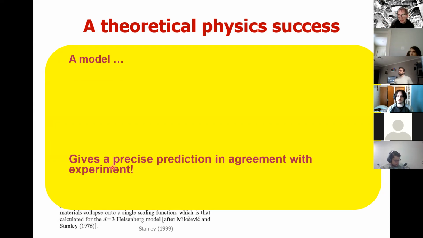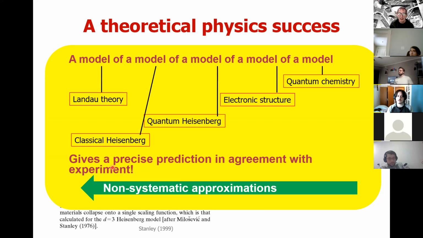But this isn't really a model that gives a precise prediction in agreement with experiment. This is actually a model of a model of a model of a model that gives a precise prediction in agreement with experiment. Okay, and why do I say it like this? Well, at the underlying level of description, you have quantum chemistry, which is, we talked about levels of description last lecture. And so now we're really seeing where this comes from.